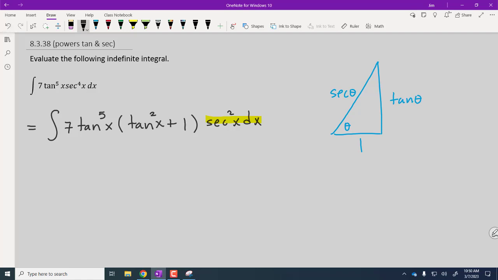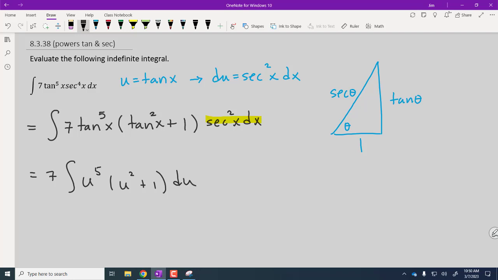So now we've done our conversion. Now it's ready for u sub. We're going to let u be tangent. And again, we pull off secant squared so that when we differentiate tangent, there it is right there. There's our du. So our du will be secant squared of x dx. So this all becomes 7 on the outside, u to the 5th, and then tan squared plus 1 is u squared plus 1 du.